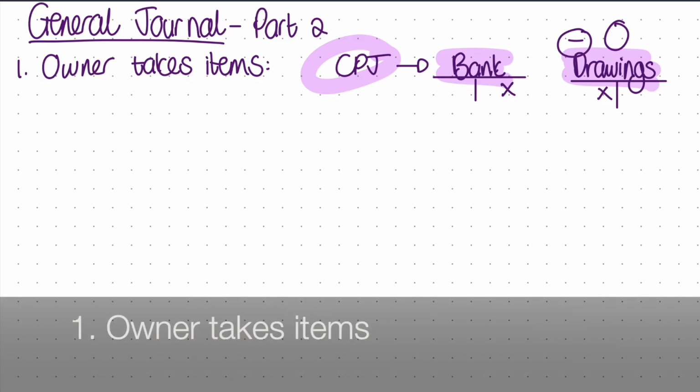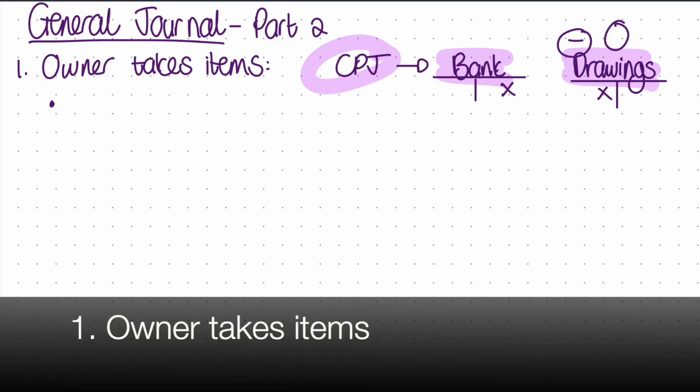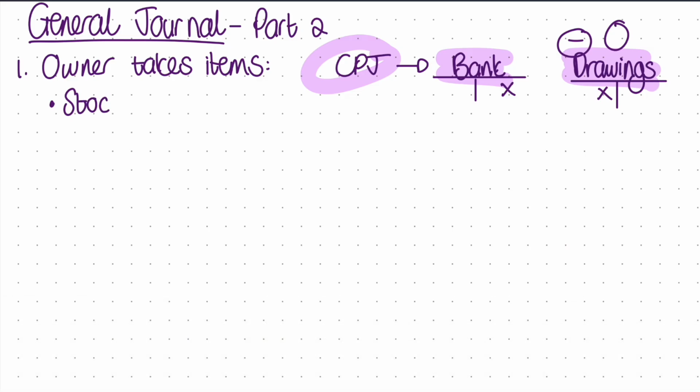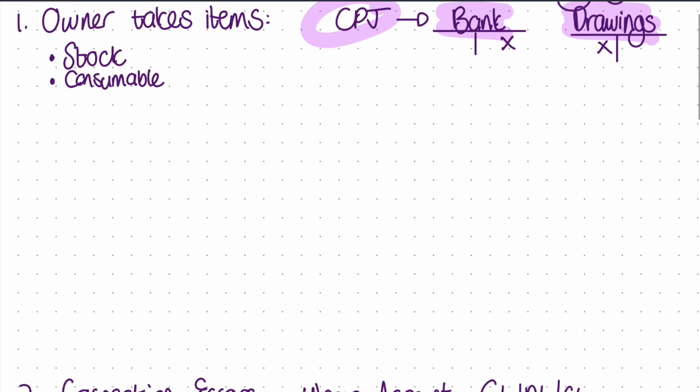So what else can the owner take other than cash? He can take stock, so he can take some of the products from the shelf for himself. He can take consumables, any hair shampoo you need or whatever it is that you use as consumables. And then he could also take some stationery for his children. All of this is 100% fine as long as he records it as drawings in the books.